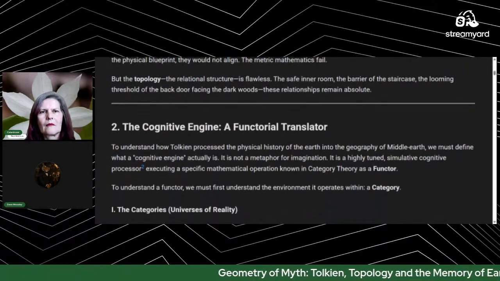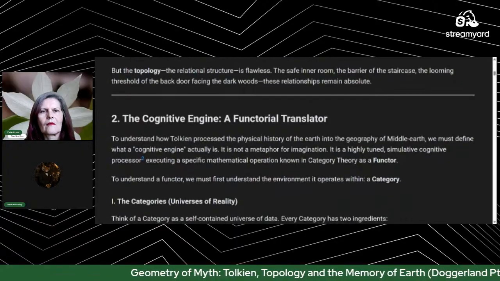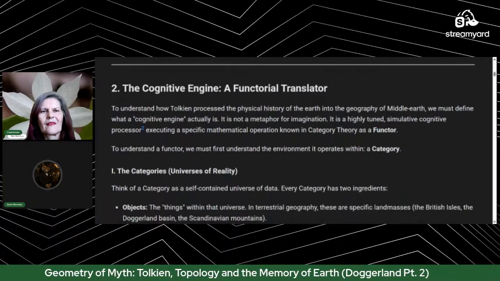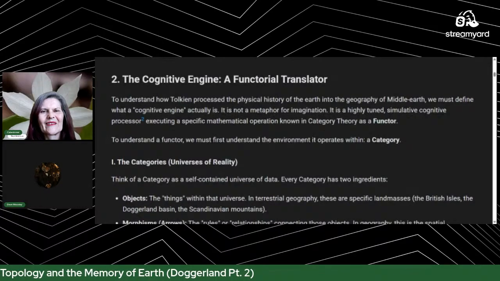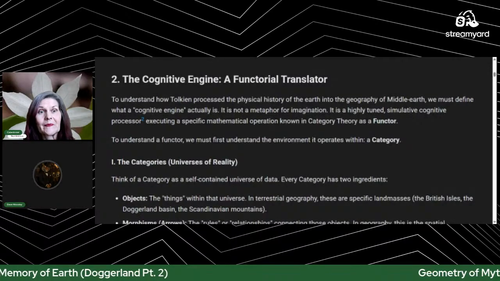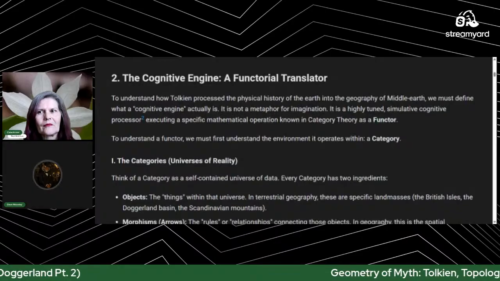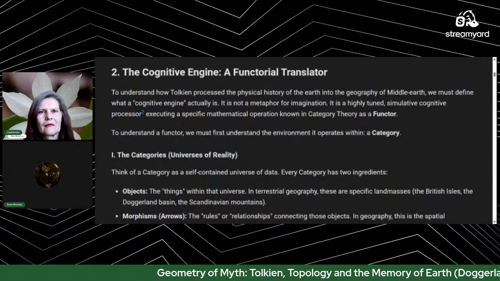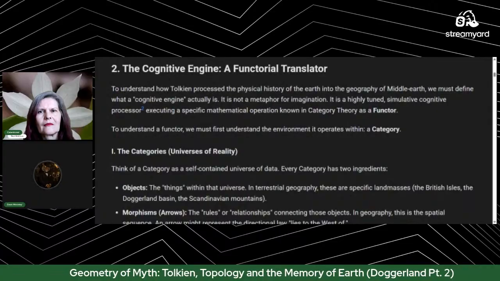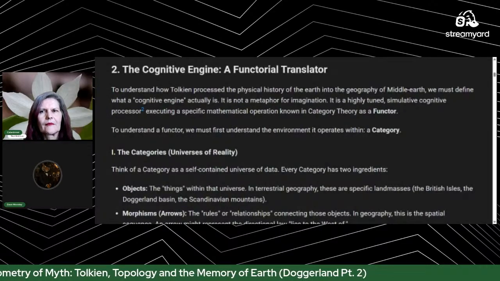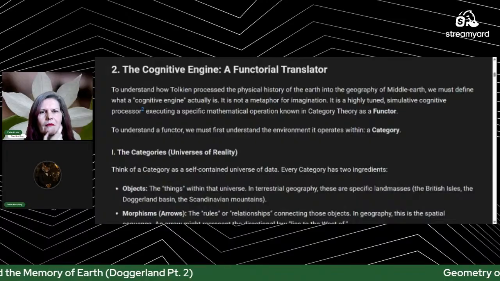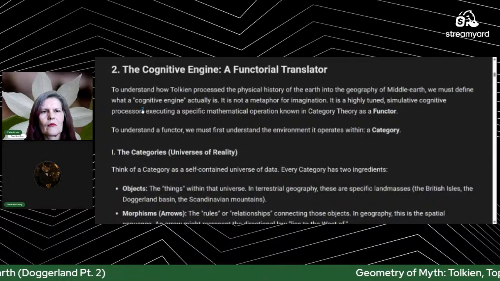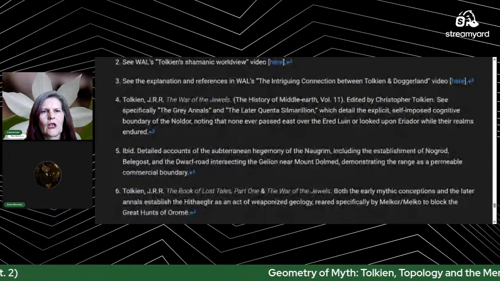And part two here, the cognitive engine of a functorial translator. To understand how Tolkien processed the physical history of Earth into the geography of Middle Earth, we must define what a cognitive engine actually is. It's not a metaphor for imagination. It's a highly tuned simulative cognitive processor, and I have a footnote to that to give a bit more.